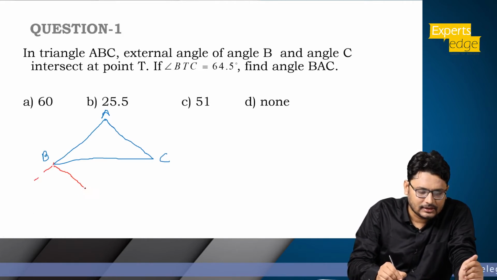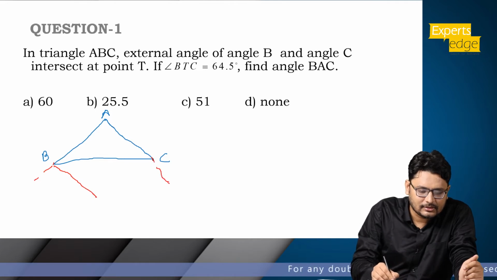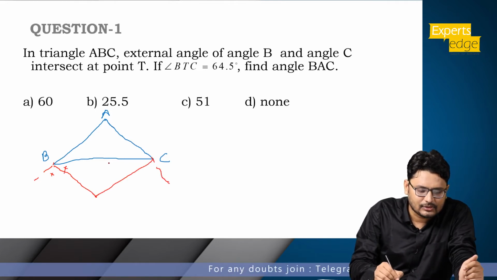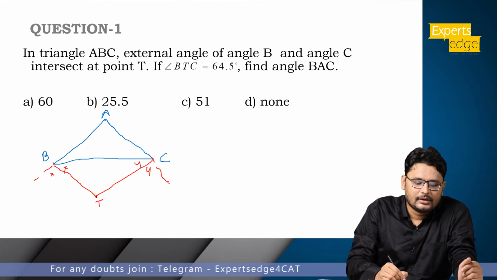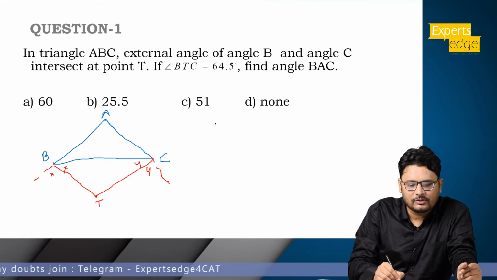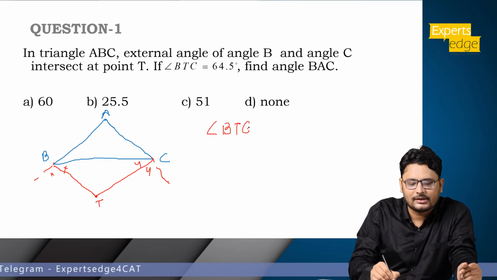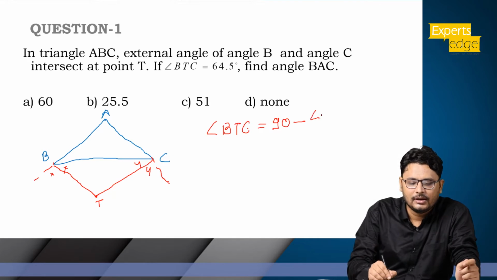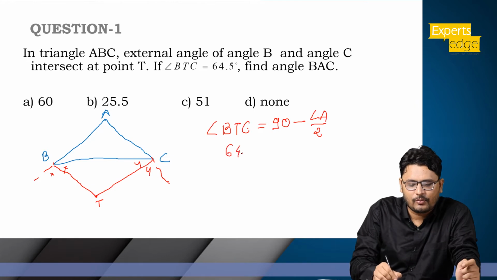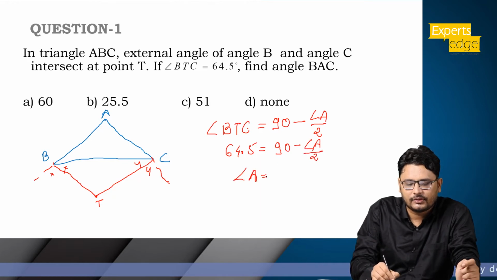Something like this. This is its angle bisector, and C's external angle bisector, something like this. If this is XX, this is YY, and it meets at point T. Okay, external angle bisector, I hope you remember the formula. Angle BTC is nothing but 90 degrees minus, in the internal case it becomes plus, and for external it is angle A by 2. So what is angle BTC given? 64.5. It would be equal to 90 minus angle A by 2. So by solving this, I'll get angle A as 51.